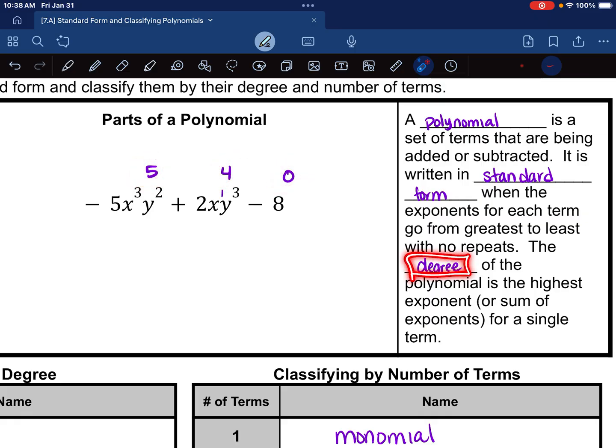The degree of the polynomial is the highest exponent or sum of exponents. So if this was a single term here that only had x's, it would be degree 3. But because there's 2 variables in it, it's degree 5 here.